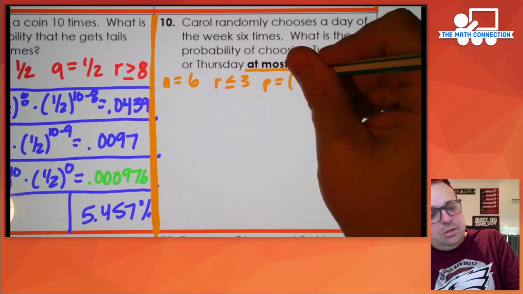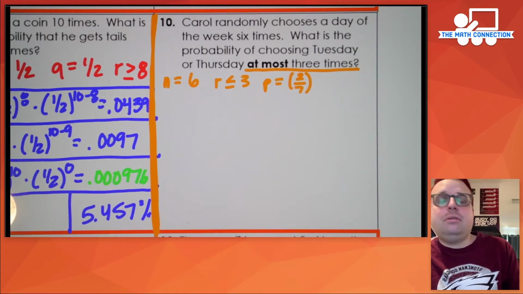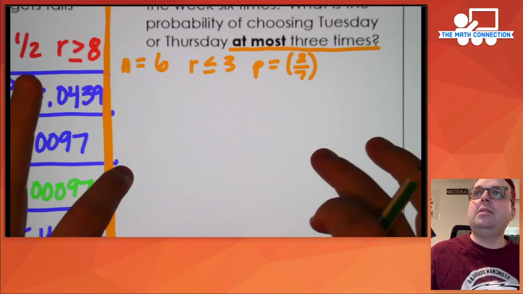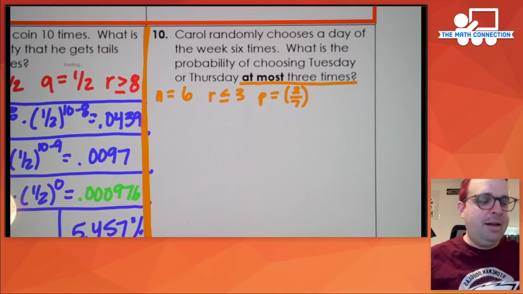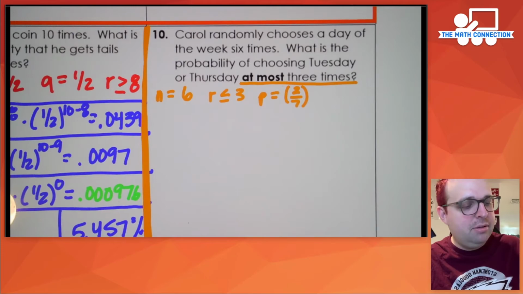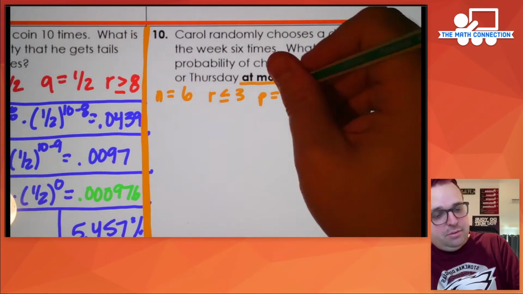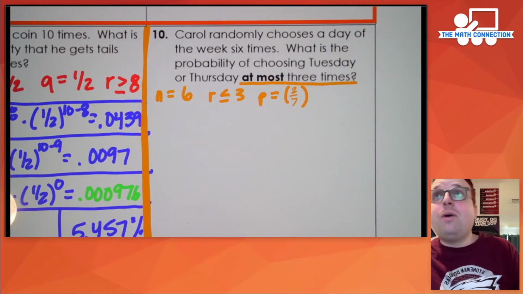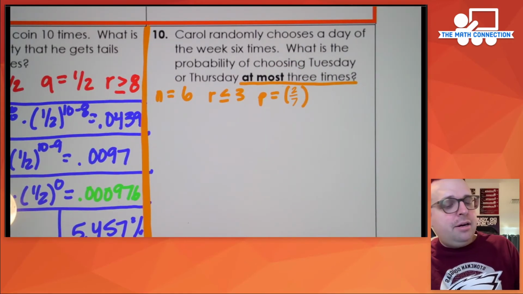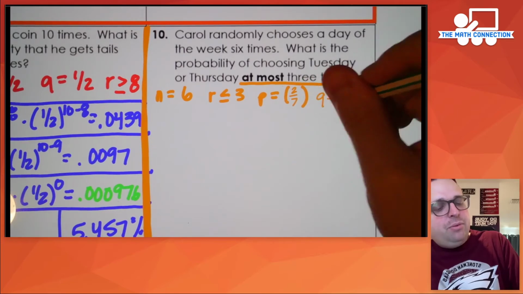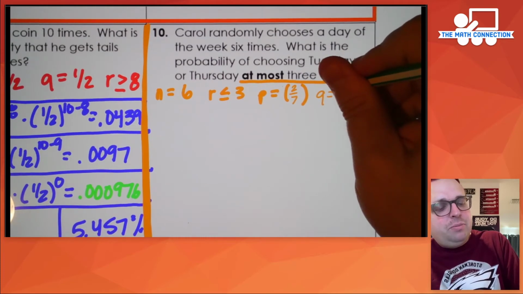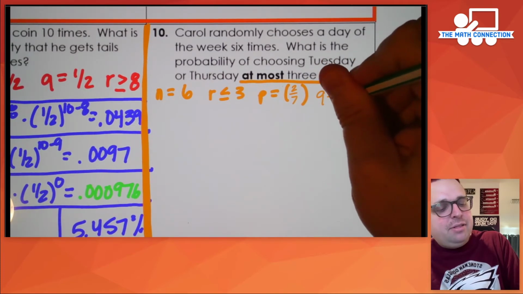2, 7. That's really hard to read because it's zoomed in so much. Maybe I need to make my pen not as thick. Okay, let me try that again. Oh yeah, that's way better to read, right? And our failure would be whatever's left, which would be 5 out of 7.